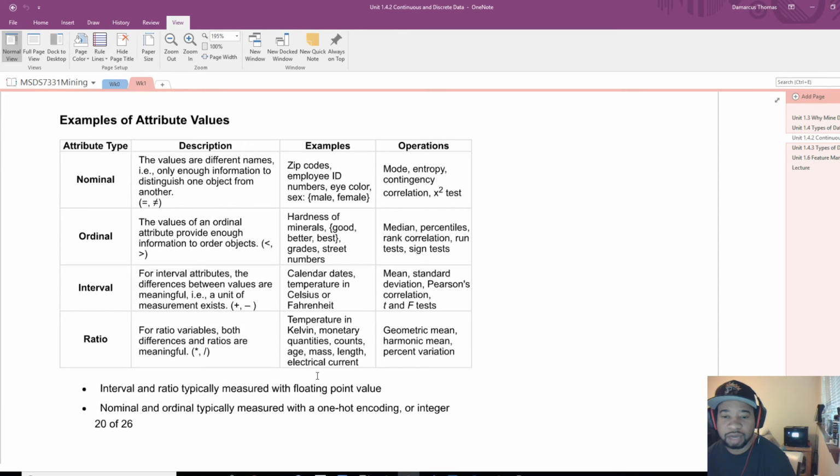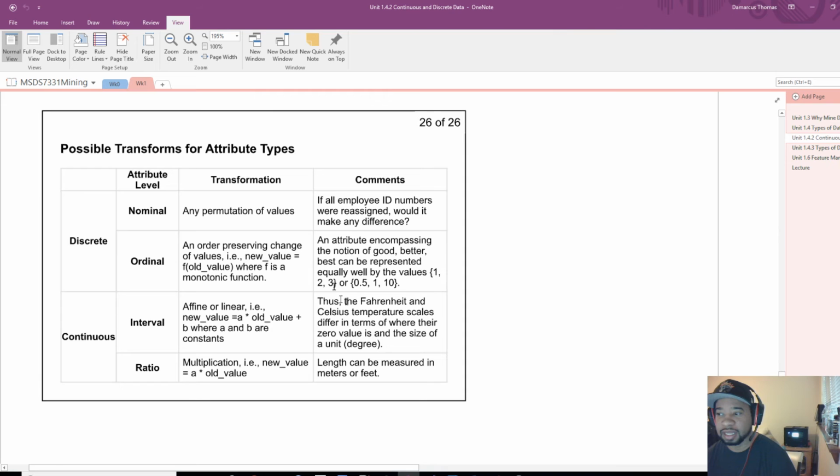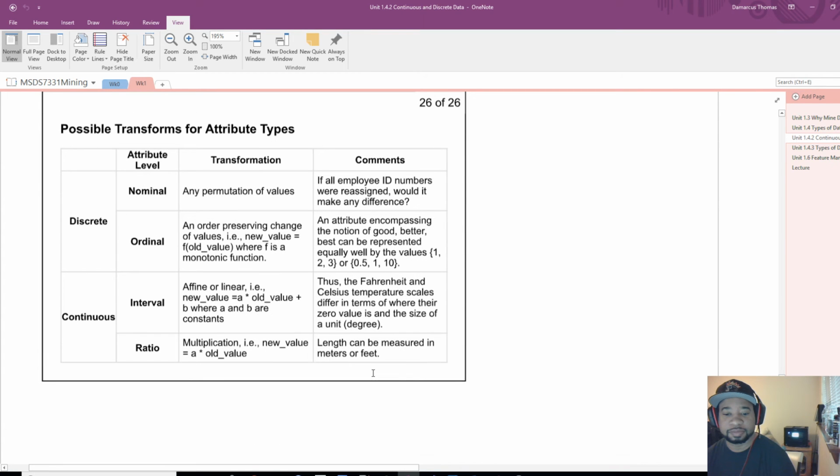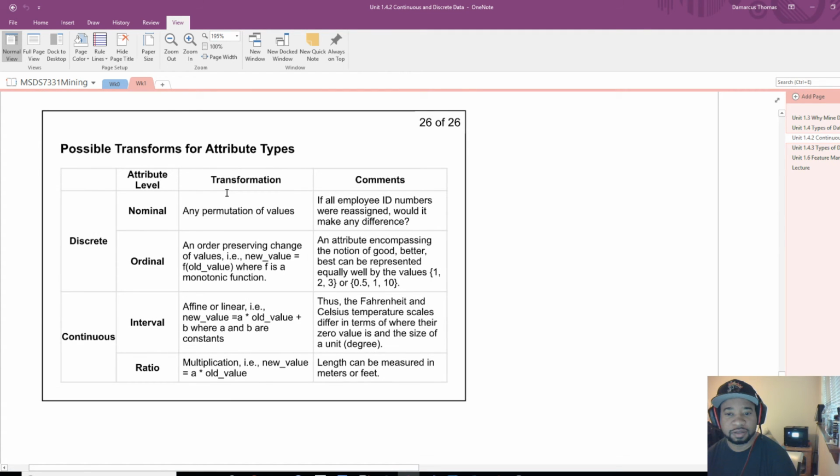Not to mention the operations that you can do on these different types of attributes. And this is going to play a key role when we have big data, a large amount of data. And when we're mining data, we need to understand the types of variables we have, maybe even put them in a chart like this.